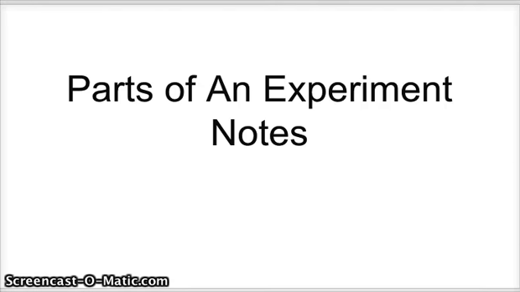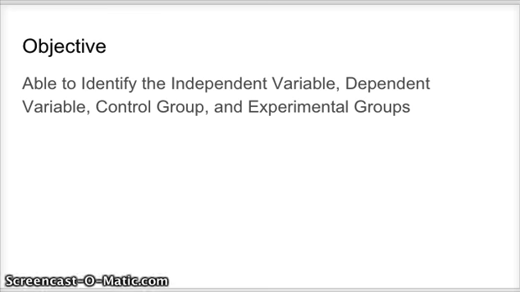This is parts of an experiment notes. Our objective today is to identify independent variable, dependent variable, control group, and experimental groups. So these are the 4 words that we're going to concentrate on, and we're going to do some practices.